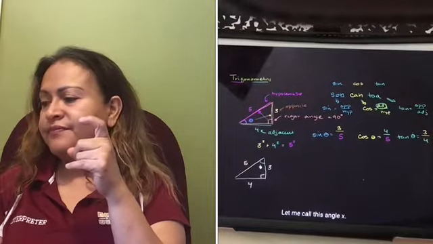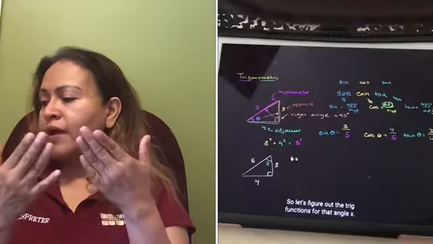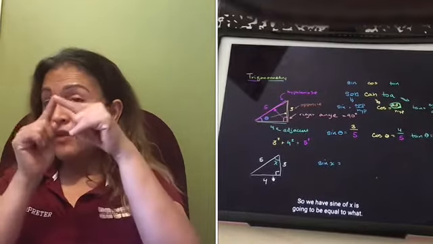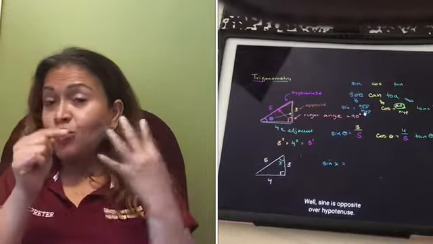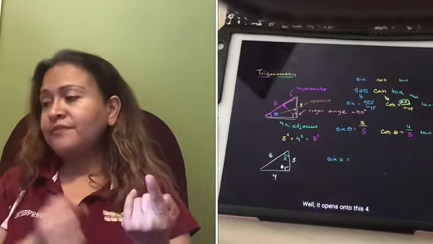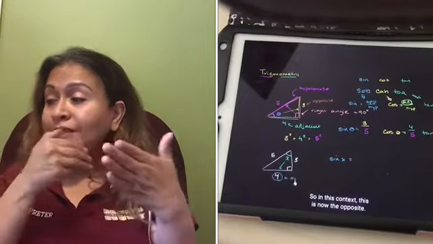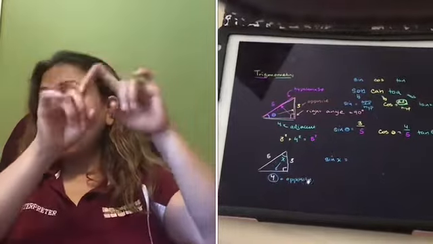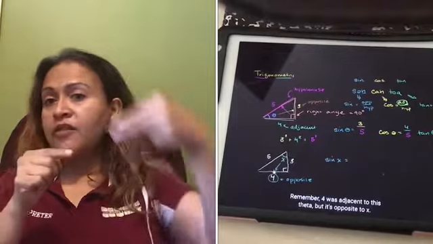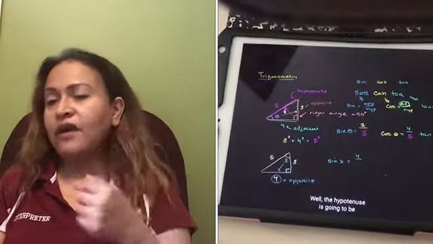So we have sine of x is going to be equal to what? Well, sine is opposite over hypotenuse. So what side is opposite to x? Well, it opens onto this 4. So in this context, this is now the opposite side. Remember, 4 was adjacent to this theta, but it's opposite to x. So it's going to be 4 over, now what's the hypotenuse? Well, the hypotenuse is going to be the same regardless of which angle you pick. So the hypotenuse is still 5. So it's 4/5.